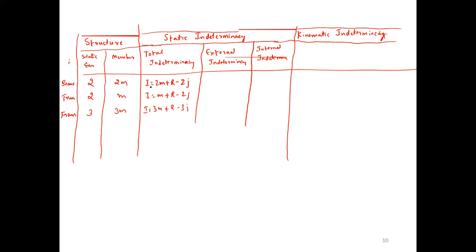Here, external indeterminacy, this is reaction. External, I am talking about reaction. So, r minus static equation. Once those two things are known, internal indeterminacy I is determined by total indeterminacy minus external indeterminacy. This is external indeterminacy E. This is total indeterminacy I. So any doubts? I equals small i minus E.